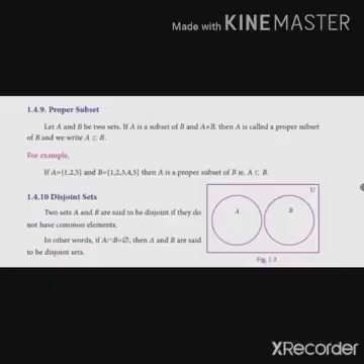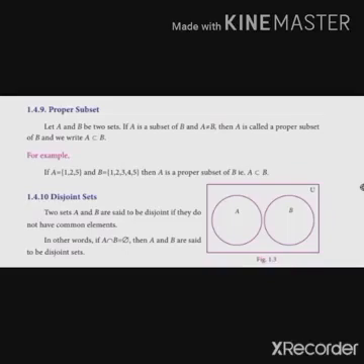Then the next definition is proper subset. Let A and B be two sets. If A is a subset of B and A is not equal to B, what is meant by A not equal to B? A and B are different sets, not the same. Then A is called a proper subset of B. We write A is a proper subset of B.